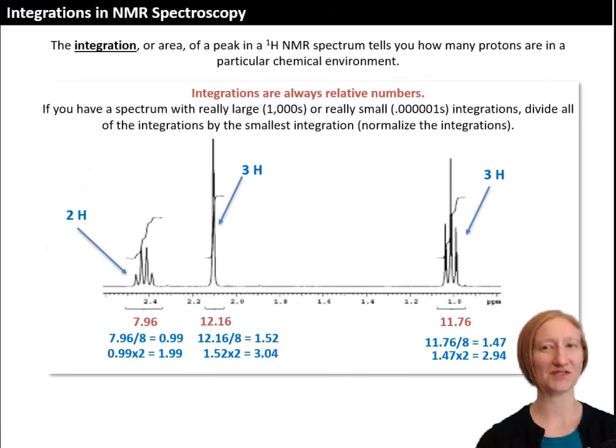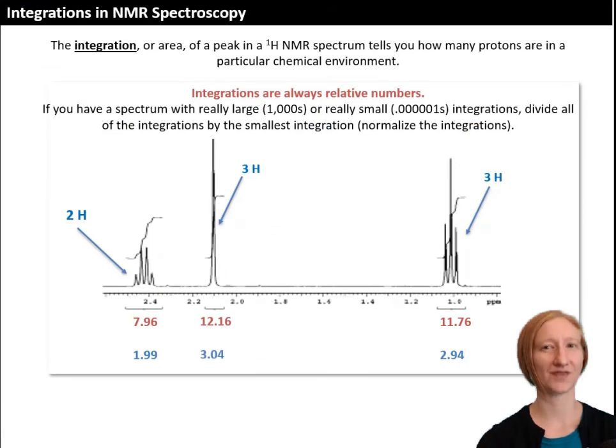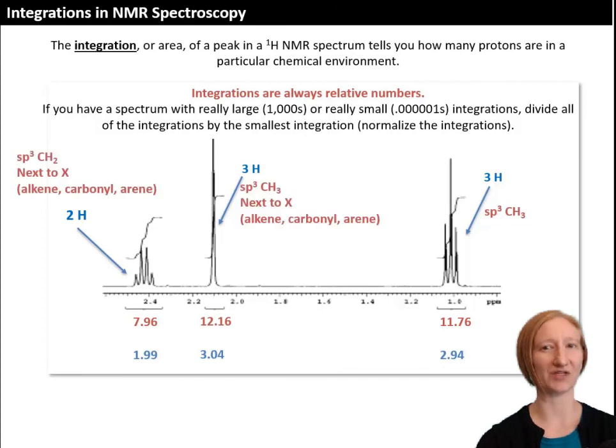We can also use this spectrum to review our chemical shifts. Remember that 1 ppm is a common chemical shift for alkane hydrogens, or hydrogens on sp3 hybridized carbons. The other 2 signals indicate that those protons are shifted downfield and are likely next to electron withdrawing groups, like an alkene, a carbonyl, or an arene.